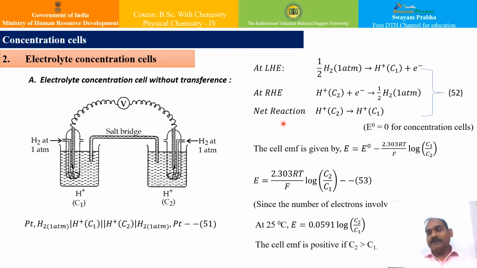So the cell EMF will be given by E is equal to E standard minus 2.303 RT upon 2F log of product upon reactant. So a little rearrangement will give me this particular expression, 53. And at this stage, if you look at this equation, I can say the cell EMF will always be positive if the concentration C2 is greater than C1, and vice versa. So this way I can use the electrolyte concentration cell without transference. I can utilize this concept to find out the EMF of the cell.